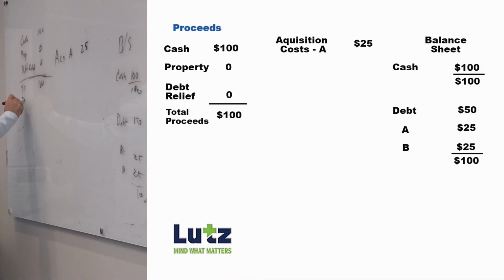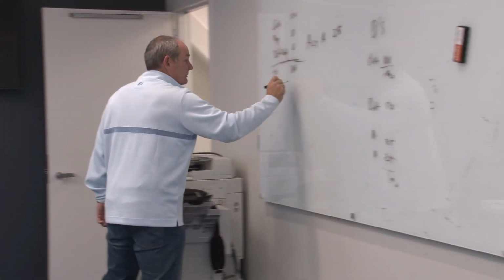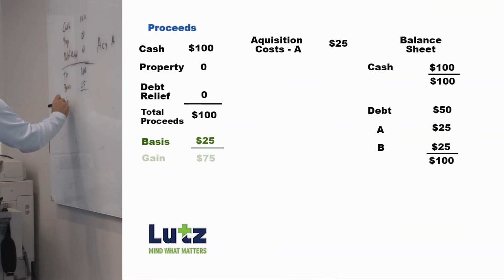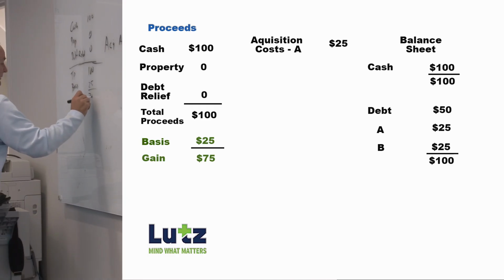Basis I said was what? 25. I'm going to stick with that. Gain is 75.